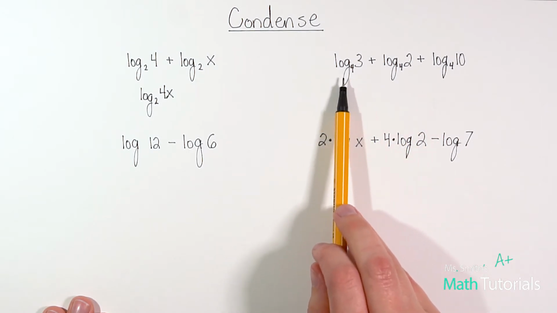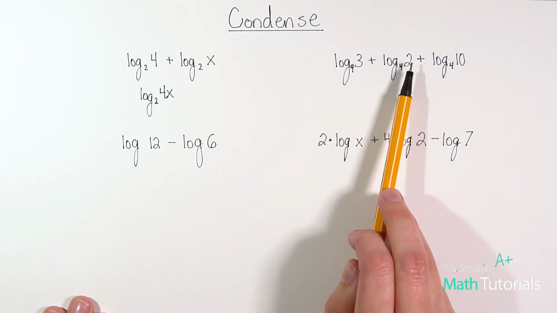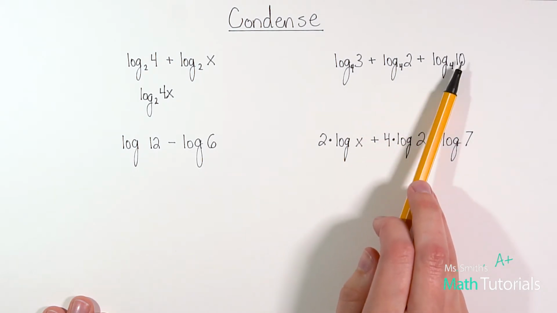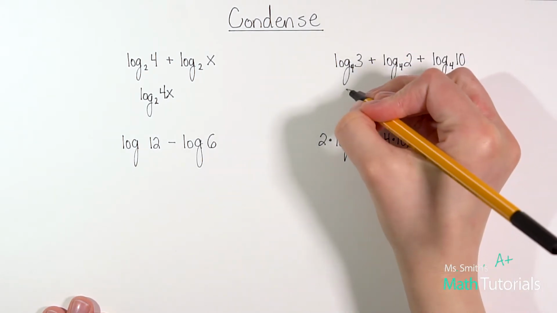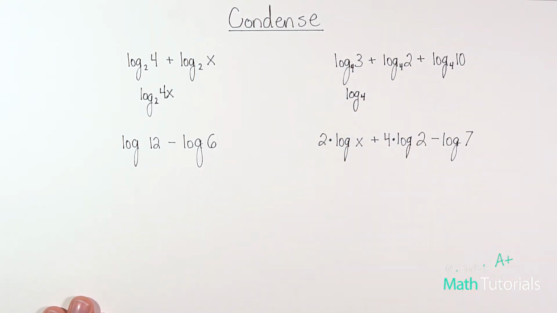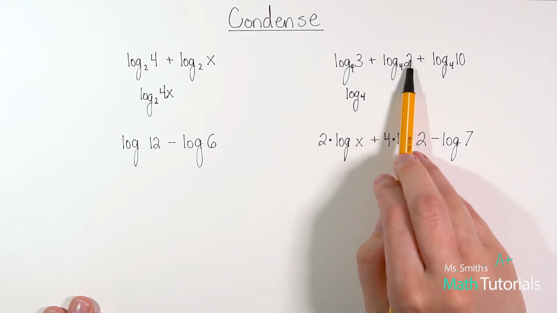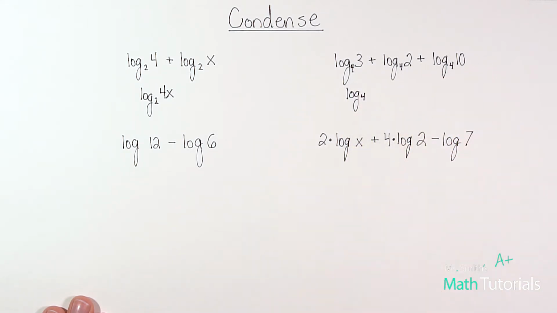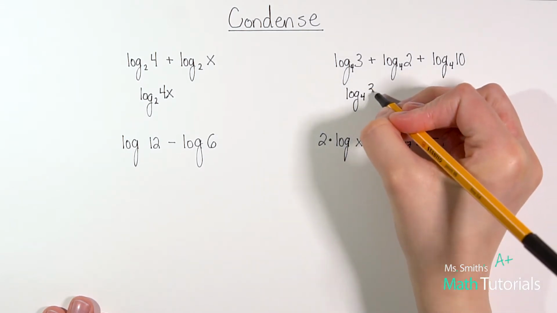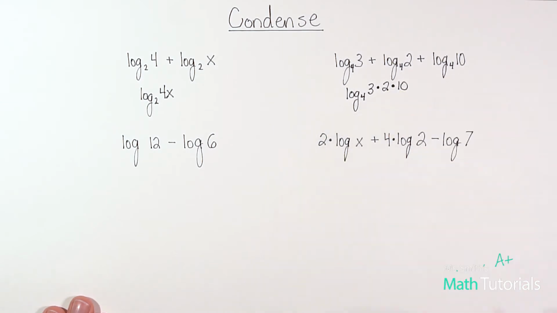So for this one, we've got log base 4 of 3 plus log base 4 of 2 plus log base 4 of 10. So our log base 4, no change there, right? That's just going to stay the same. And then I've got a 3 and then a plus 2 and a plus 10. So remember, plus goes with multiplication. So this is a 3 times 2 times 10.